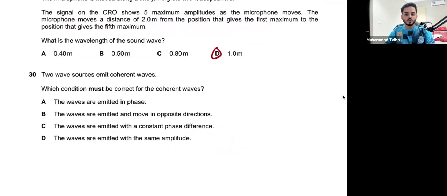Two wave sources emit coherent waves. What condition must be correct for coherence? So coherence is same frequency, constant phase difference. They could be emitted in phase, but it's really a constant phase difference, right? If they're moving in opposite directions, as is the case for stationary waves, the phase difference is changing. Same amplitude is not a requirement for coherence.